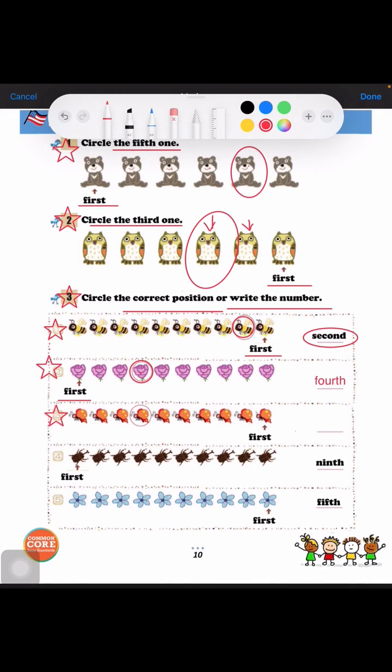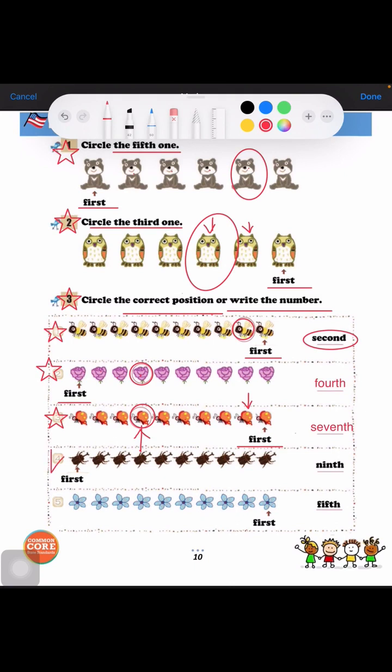Next question, we need to find the position of this butterfly. The first one is on the right hand side. And then the one next to it is the second one. And then the third, the fourth, the fifth, the sixth, the seventh. So this is the seventh one. Next question, we need to find the ninth one. The one on the left is the first one. First, second, third, fourth, fifth, sixth, seventh, eighth, ninth. So this is the ninth one.